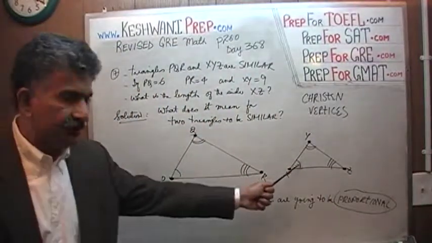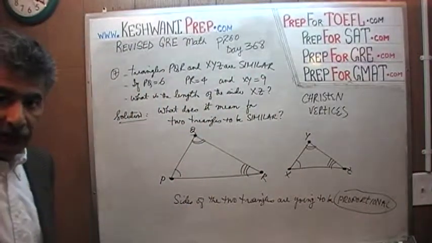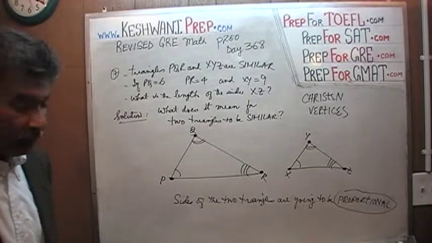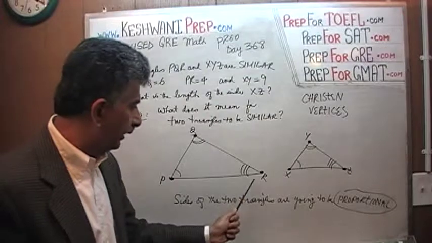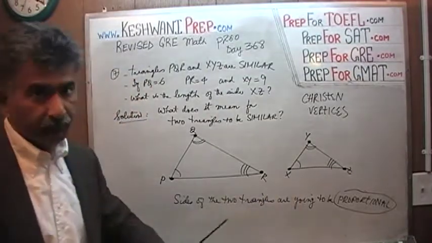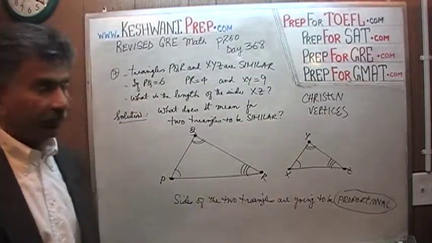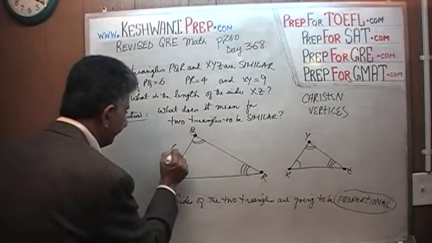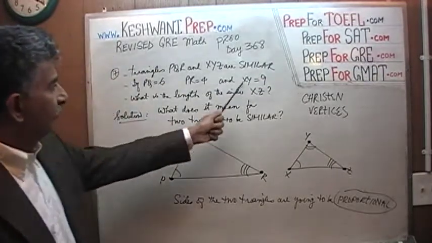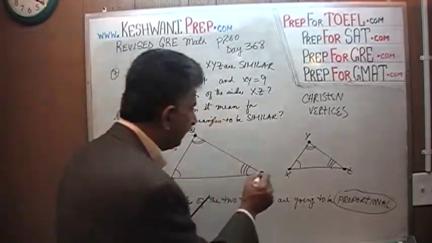Now we are told that these two triangles are similar. What they have told us is that this angle equals this angle, that angle Q equals angle Y, and angle R equals angle Z. Now the sides are going to be proportional. We are told that P to Q is 6. We are also told that X to Y is 9.